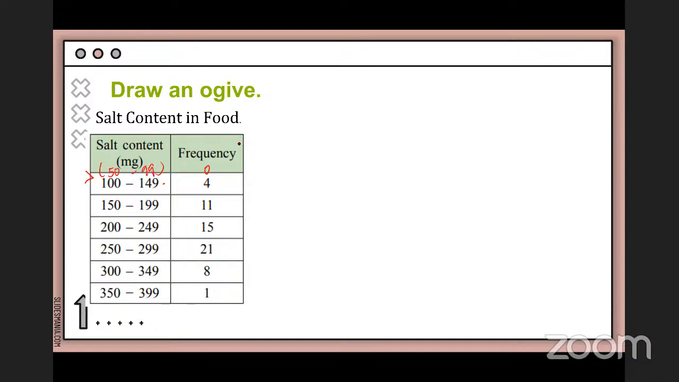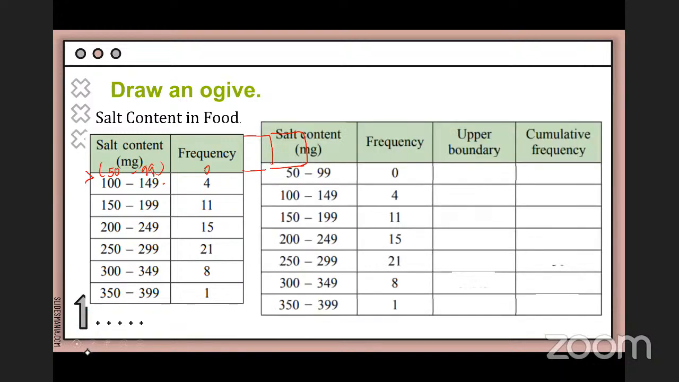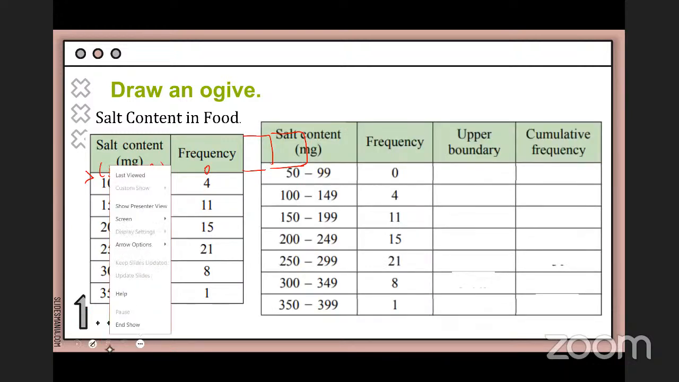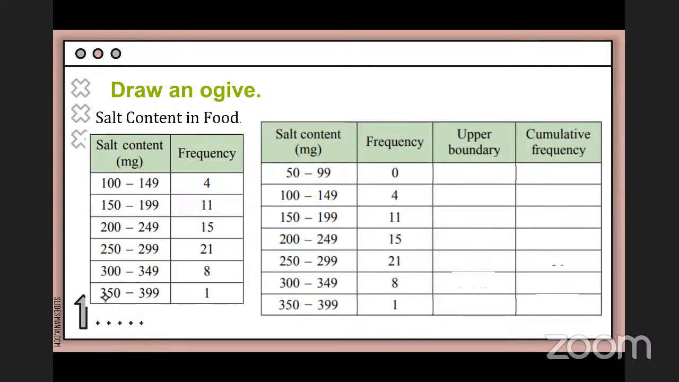Okay, and you should add a cumulative frequency here and also upper boundary here. So the table will be like something like that. Okay, so you have the class with a 0 frequency. Then you have added the upper boundary and the cumulative frequency. And now you just need to calculate for all of it. So guys, now you can calculate for the upper boundary and also the cumulative frequency. I'll give you some time to calculate for it.